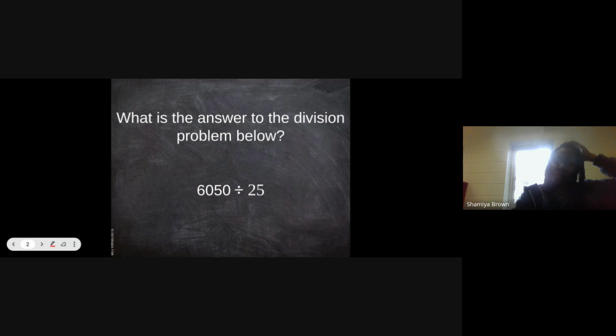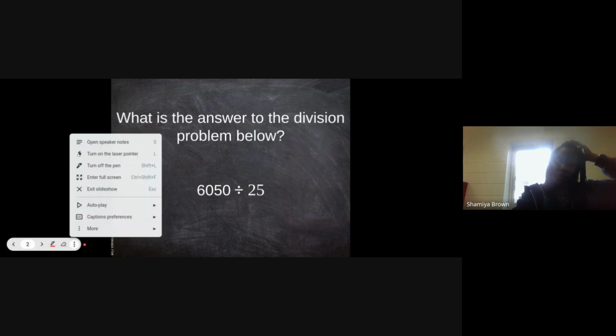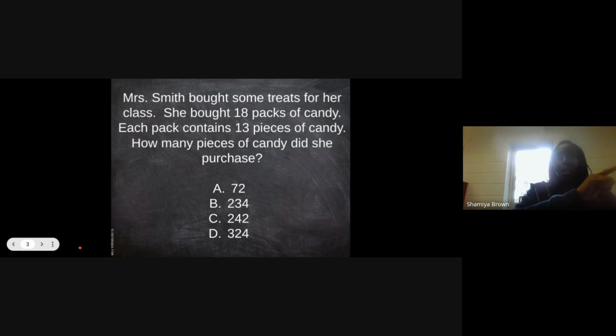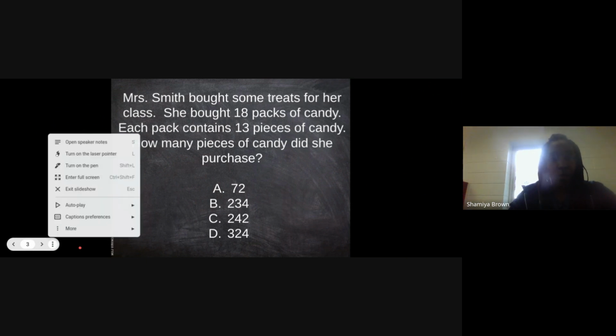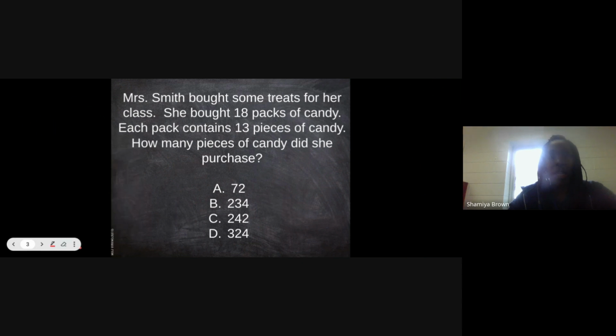Now I'm going to go to my next one. This is a word problem. It says, Miss Smith bought some treats for her class. She bought 18 packs of candy. Each pack contains 13 pieces of candy. How many pieces of candy did she purchase?